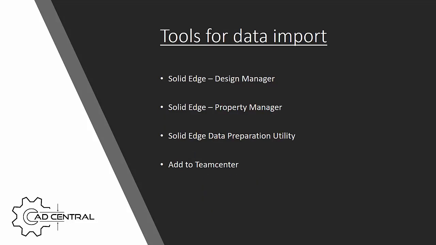So the main tools that are available to be used: Solid Edge Design Manager. In this case, I'm going to use it to take copies of assemblies and pull them across to a new location. So it's basically a backup before I get going. We can also use Solid Edge Property Manager to make sure that the properties within the Solid Edge files are filled and correct. Then we can use the data preparation utility just to check for those invalid links and stuff. And finally, we'll use Add to Teamcenter.